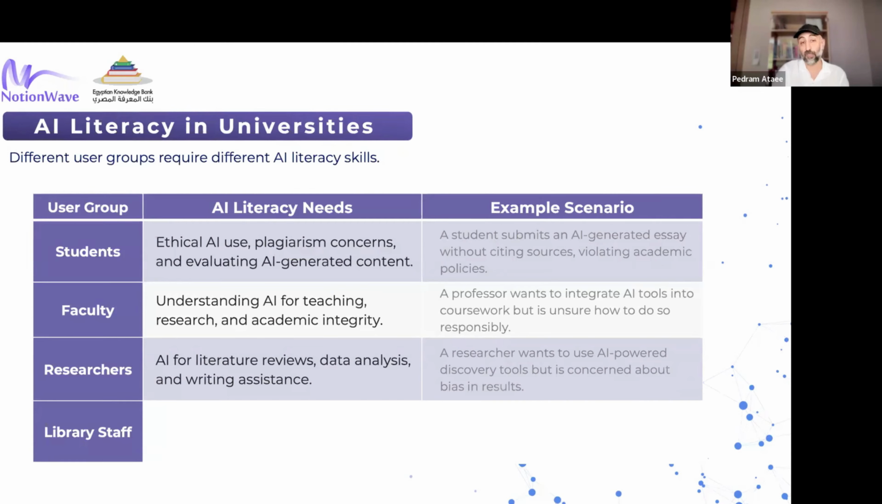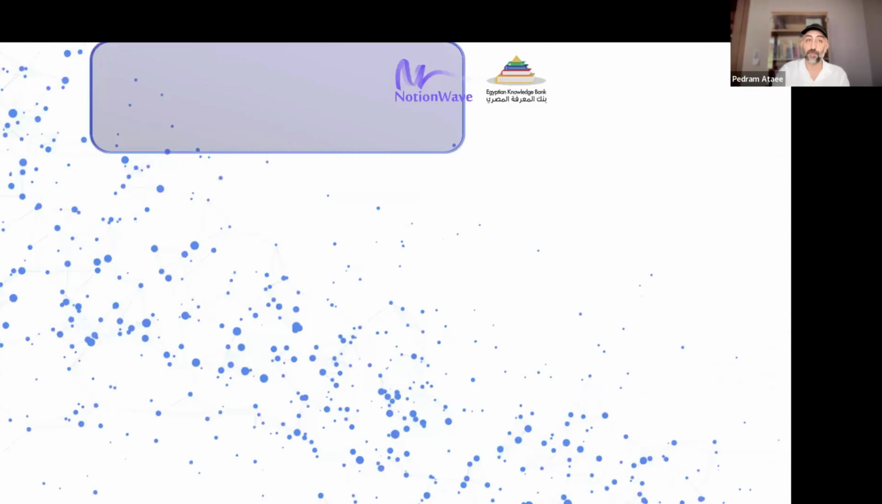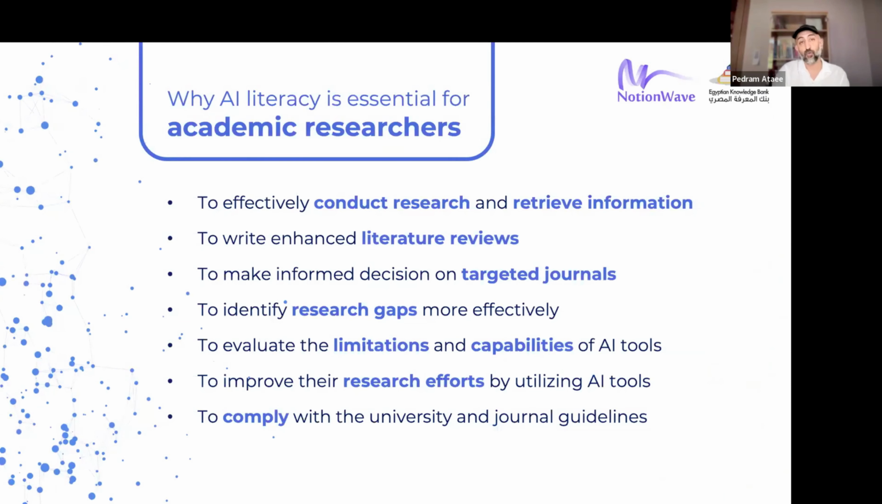How they can use AI for literature review, how they can use AI for data analysis, or even for drafting proposals. And definitely, library staff have to understand the landscape of AI tools, the limitations, the capabilities, and the concerns that they need to consider for the sake of integration with their current services. So different groups have their own needs, but today we are going to focus more on researchers and librarians.